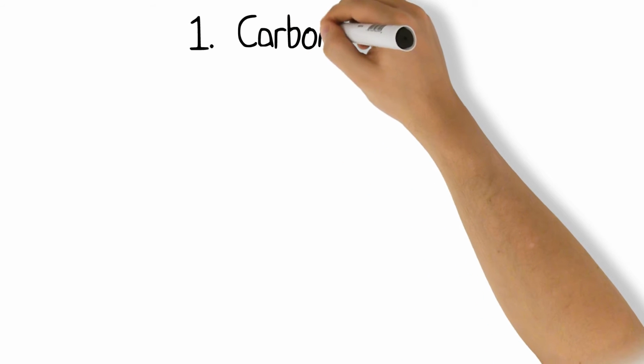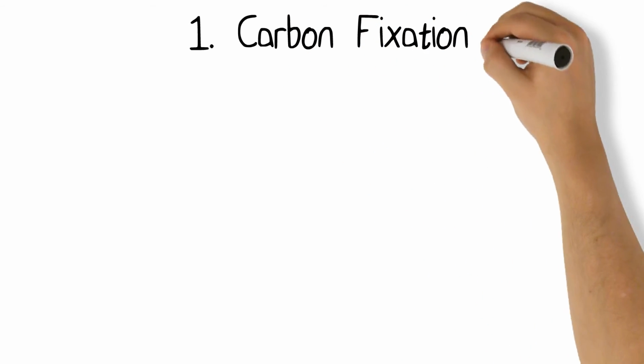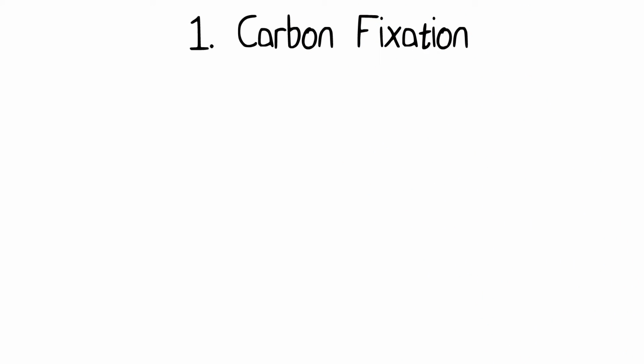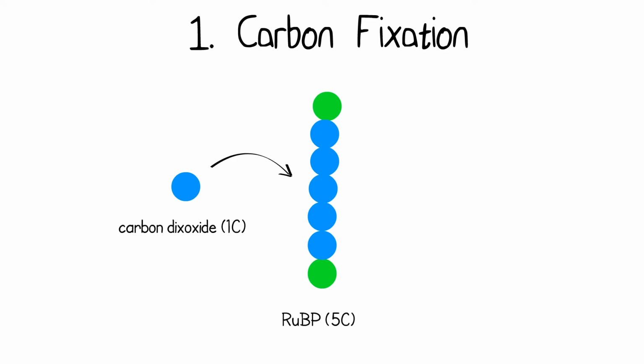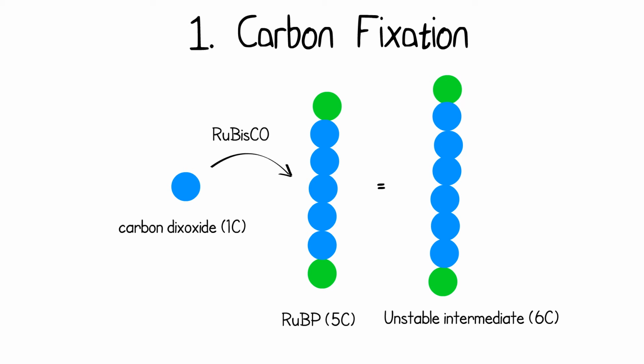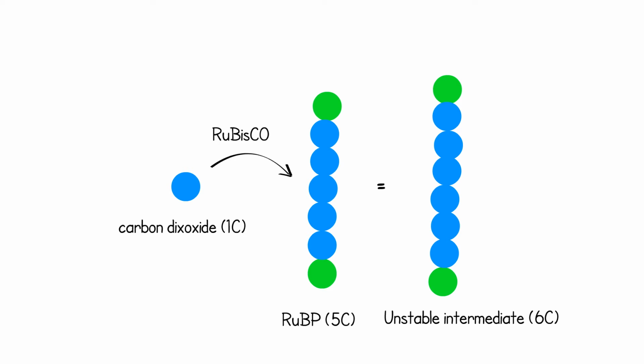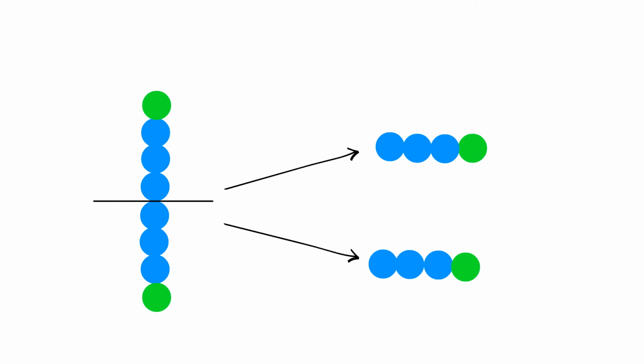The first stage of the Calvin cycle is carbon fixation. This is where 1 molecule of carbon dioxide is fixed onto the 5-carbon molecule using the enzyme rubisco. This produces an unstable 6-carbon intermediate molecule. The unstable 6-carbon molecule is split into 2 identical 3-carbon molecules.